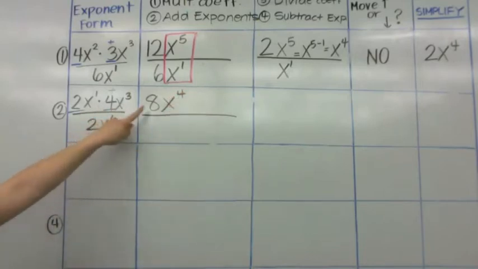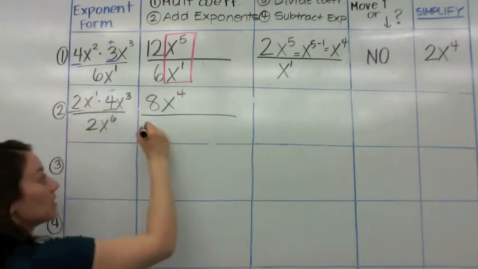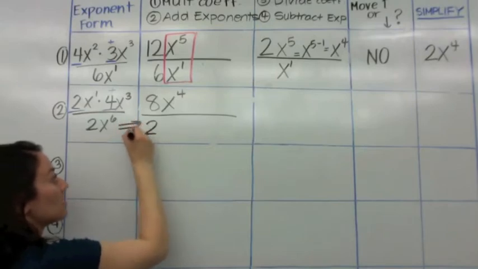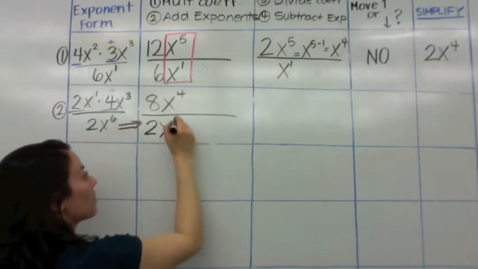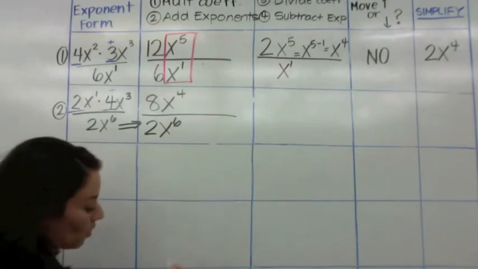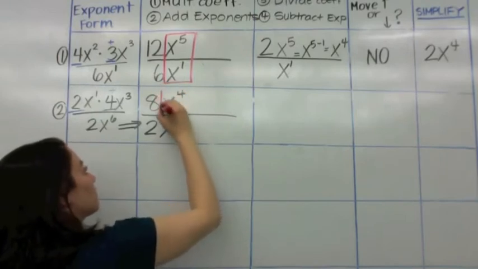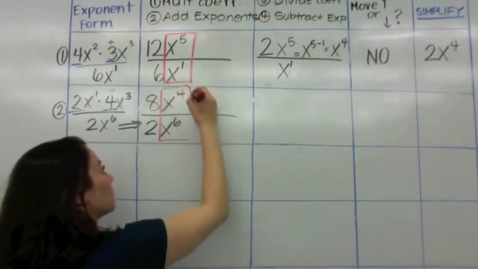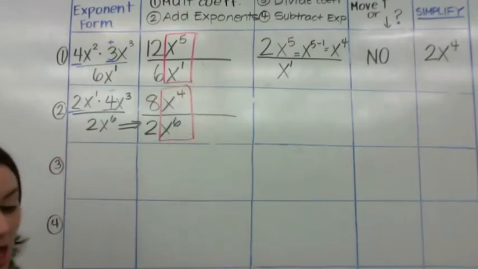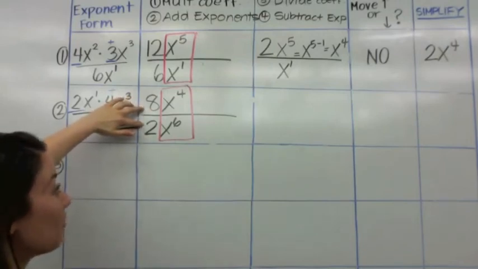Now we change the top by multiplying, right? We multiplied the coefficients and added the exponents, but the bottom stays the same. So that stays the same, okay? 2x to the power of 6. All right, so now you have to make a box around the exponents because we're dividing exponents now.